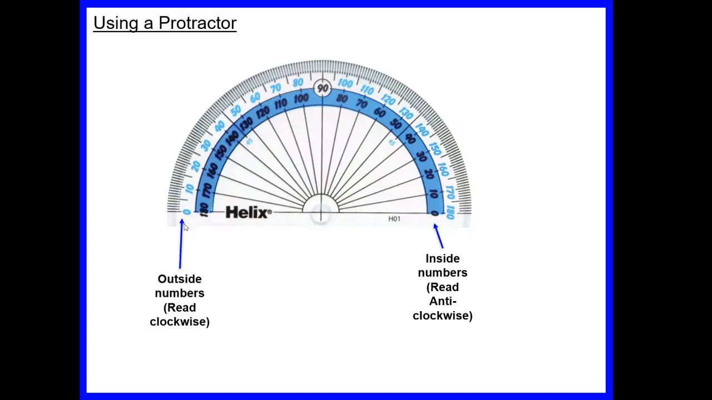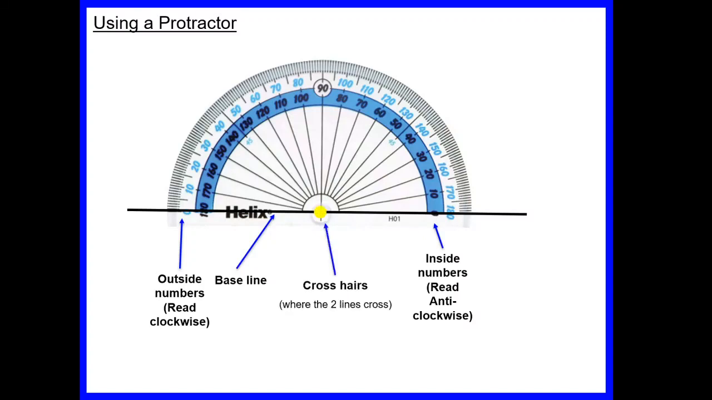So if we're reading the numbers from the outside scale, we can see they go up in a clockwise direction. But if we want to read the numbers from the inside scale, then they go up in an anti-clockwise direction. That's really important. Some other things to point out, this line here is called our baseline, so that's the base of the angle that we want to measure. And this point here we're going to call the crosshairs. So when we're using our protractor, we don't use the edge of the protractor down here, we use this point in the centre to line our protractor up with our angle. So where that 90-degree line and that baseline cross.